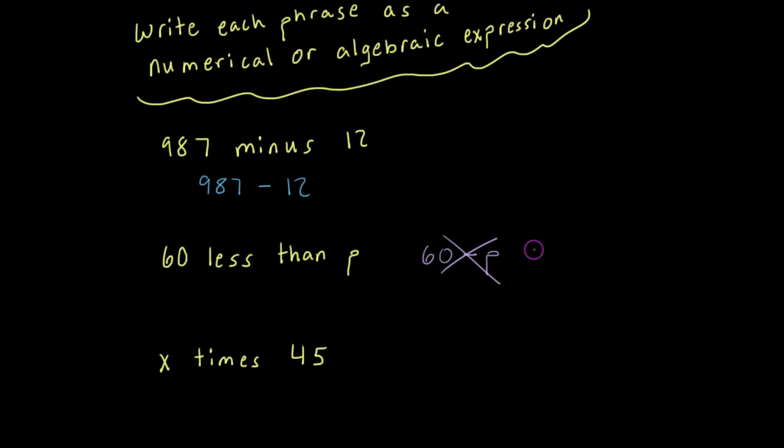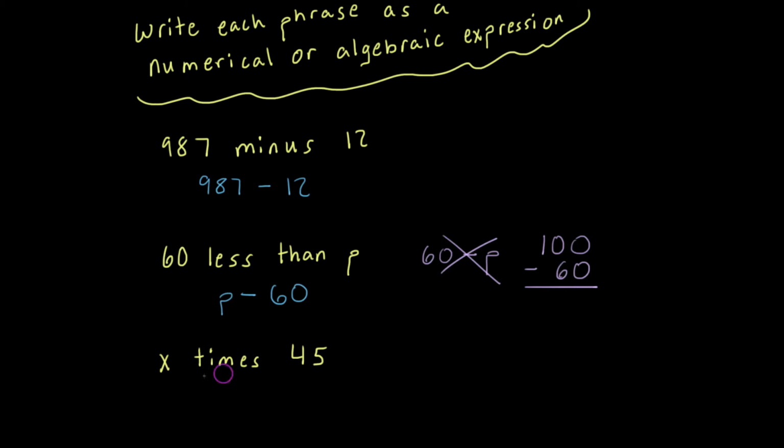Think about it like this. If I were to say 60 less than 100, well, I have to take 100 and subtract 60 from it because it's 60 less than 100. I've got to do the same here. I've got to take p and start with p. So I'm going to go back to my blue pen. The correct way of writing this is p minus 60. Now I have 60 less than the variable p.